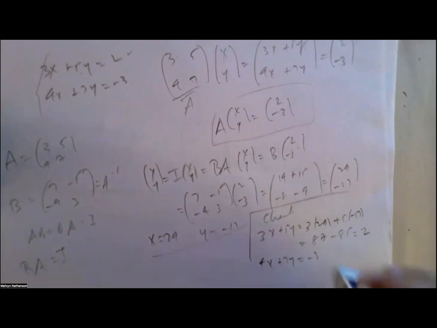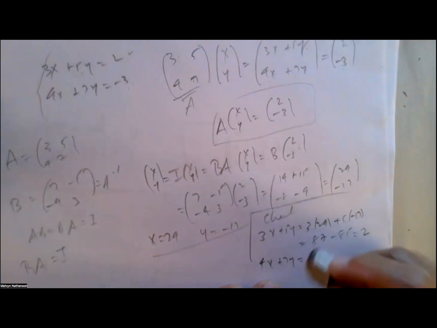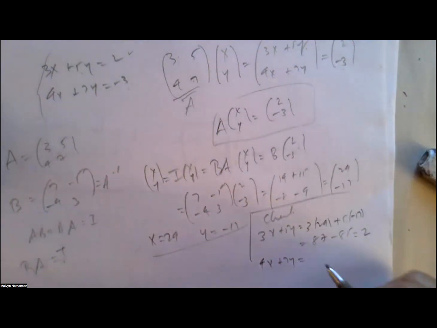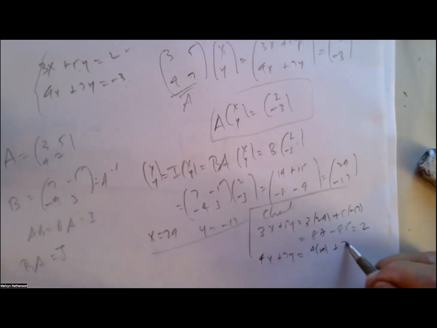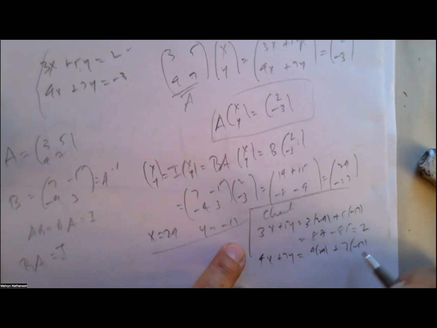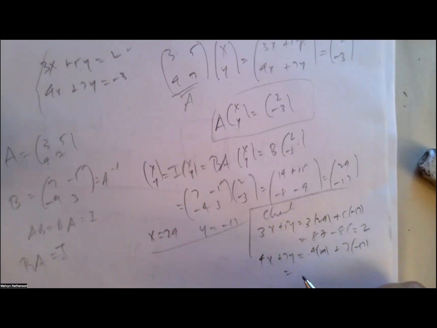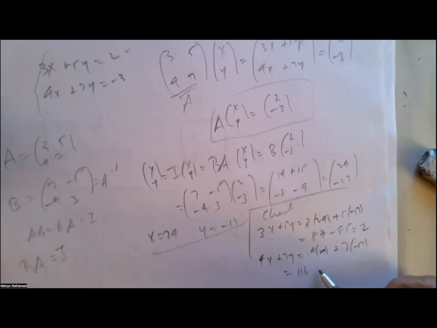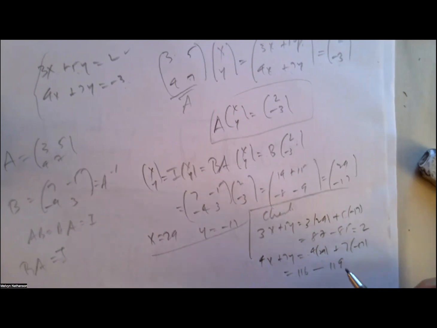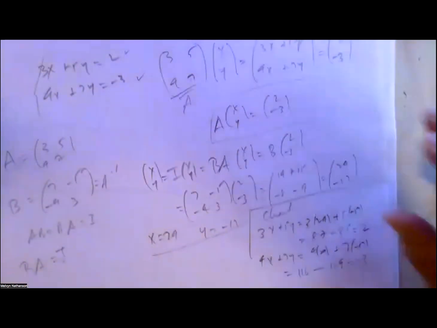So what is 4x plus 7y? x is 29. So this is 4 times 29 plus 7y, 7 times minus 17. 4 times 29 is 116. 7 times minus 17 is minus 119. 116 minus 119 is minus 3. So both of them check.